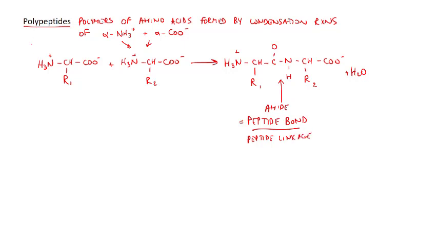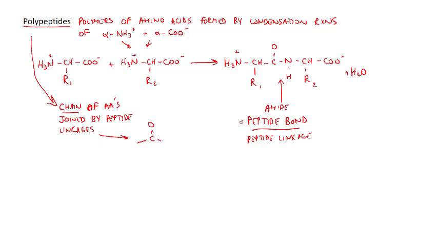So what a polypeptide really is, is a chain of amino acids joined by peptide groups. And the peptide linkage would be this, CONH.